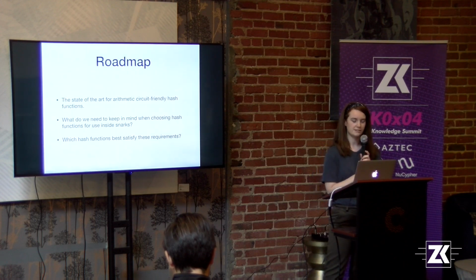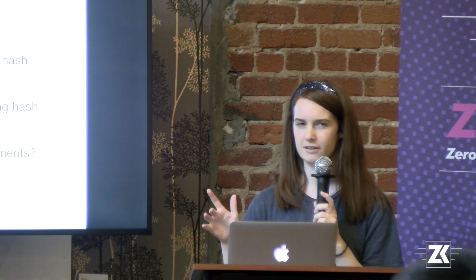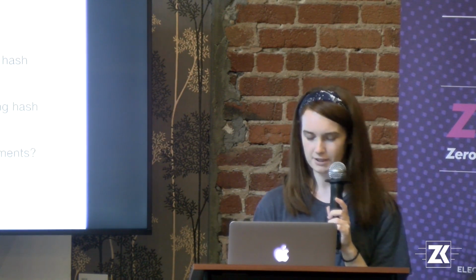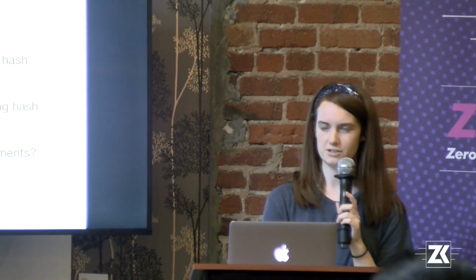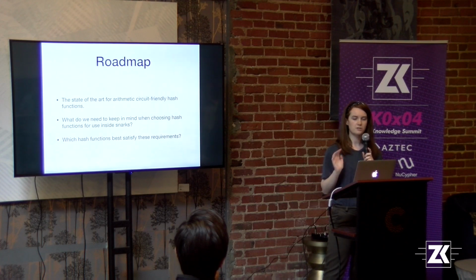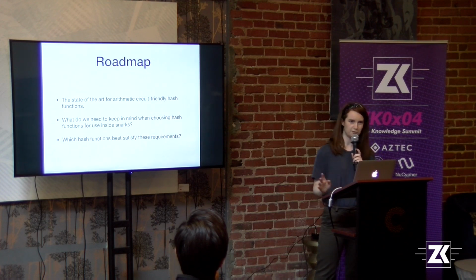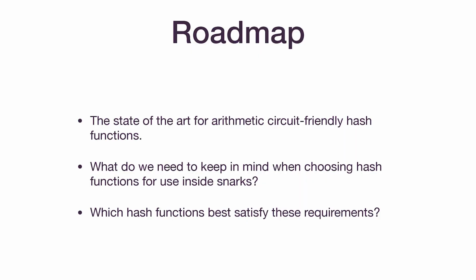So the roadmap is I'm going to show the state of the art for arithmetic circuit-friendly hash functions. The SNARKs presented so far today have been kind of varied in their computation model, which you can efficiently prove things about inside the SNARK. So I'm going to be focusing on ones that target R1CS, so think Groth16. We want to be minimizing the amount of field multiplications.